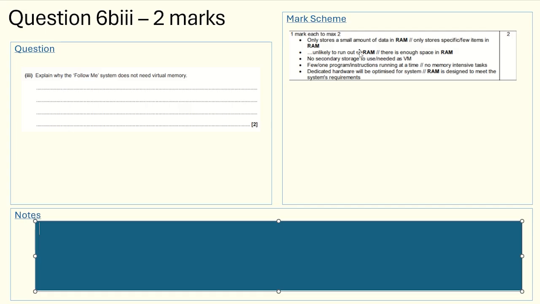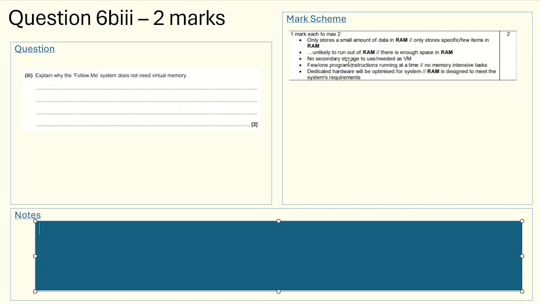Okay, so they will know that when they make the system. They'll know how much RAM it needs. They'll know how much data is going back and forth between the RAM and the system when it's being used. So they would have built that into the requirements, which is this mark point down here at the end. Dedicated hardware, it will be optimized. The RAM is designed to meet the system's requirements. Because it's only doing one function, we're never going to need to do anything else. So we know how much RAM we need to put in it, because we're not adapting it in any way. So that's really where we're going with this.